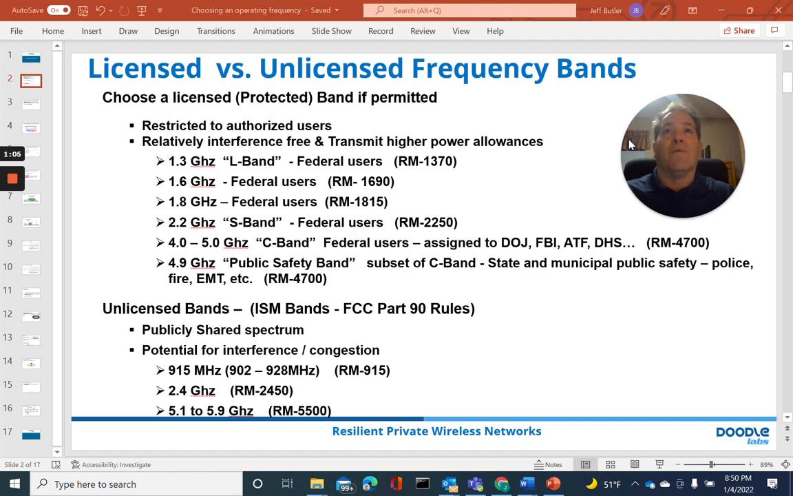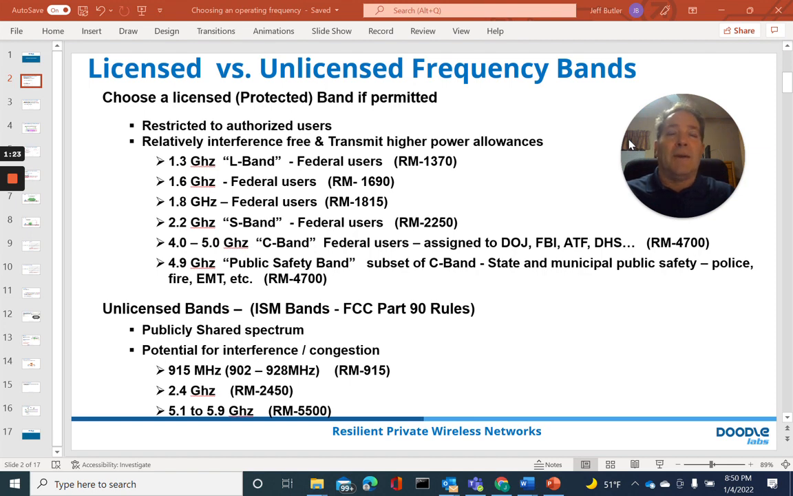We have the 4.0 to 5.0 gigahertz C band, as it's known. That's also federal users, and it's assigned to the Department of Justice, FBI, ATF, Department of Homeland Security, and those agencies, and it's the RM 4700 series of product we have that is in that frequency band of operation.